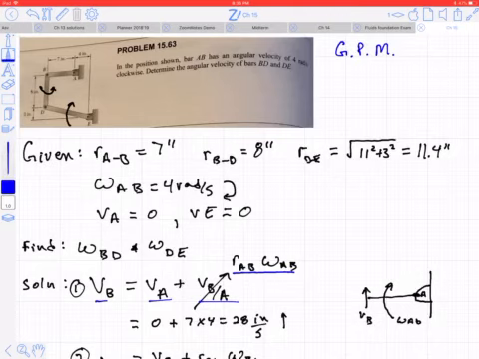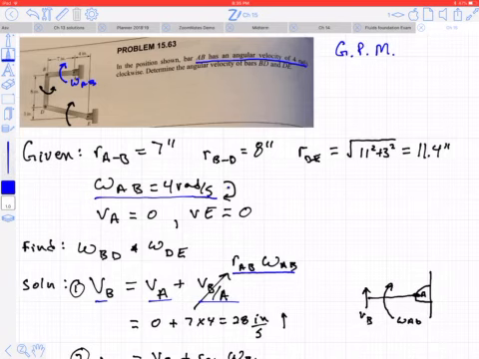All right. In this problem, at this point in time, this device is rotating with bar AB having an angular velocity of 4 radians per second, clockwise. And the question is, at this instant, what is the angular velocity of omega BD and omega DE? And we will go through and solve that problem.